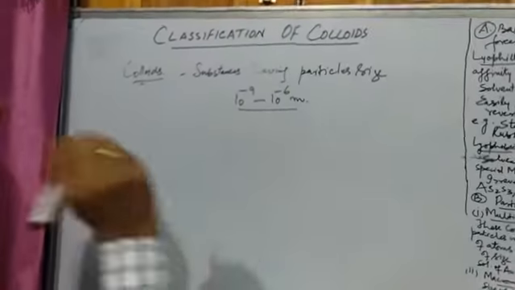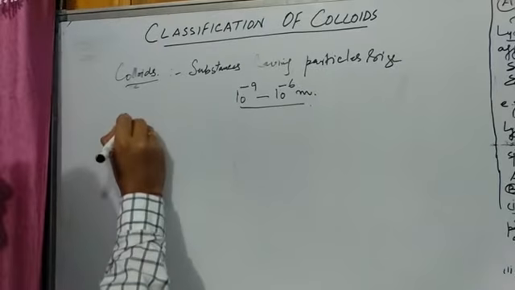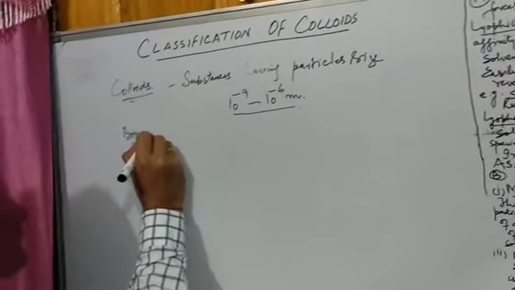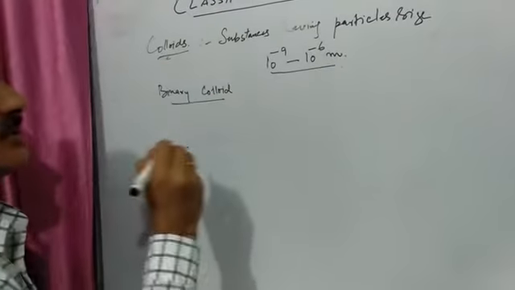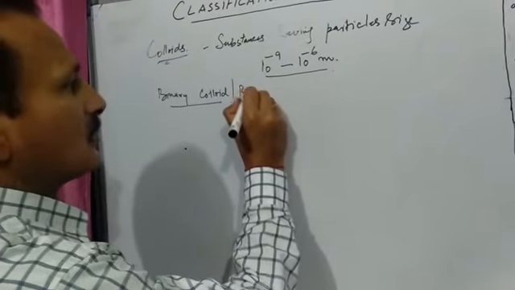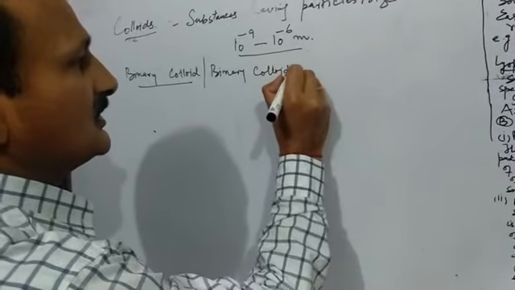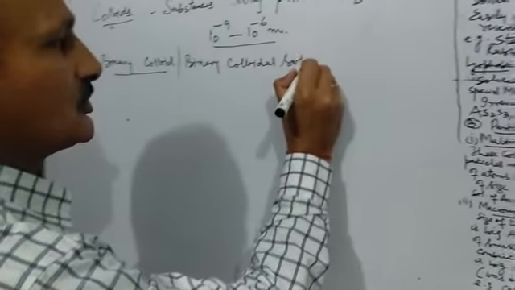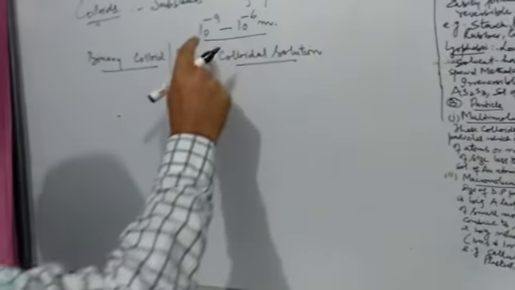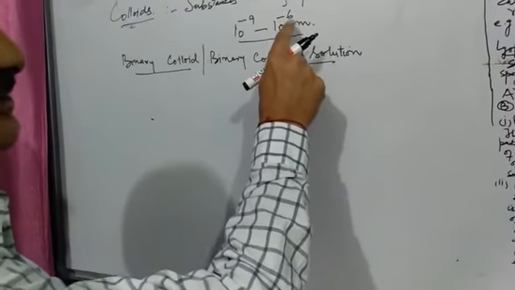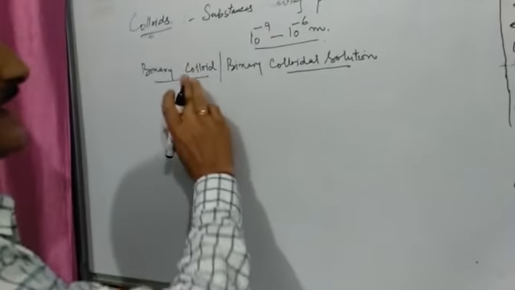Suppose I have a colloid which has two components. Any colloid having two components can be referred to as binary colloid, or we can also call it a binary colloidal solution. Basically, these are solutions, though they are not true. They are colloidal solutions. Their particle size is 10⁻⁹ to 10⁻⁶ meters. Now, a solution having two components is known as binary solution.